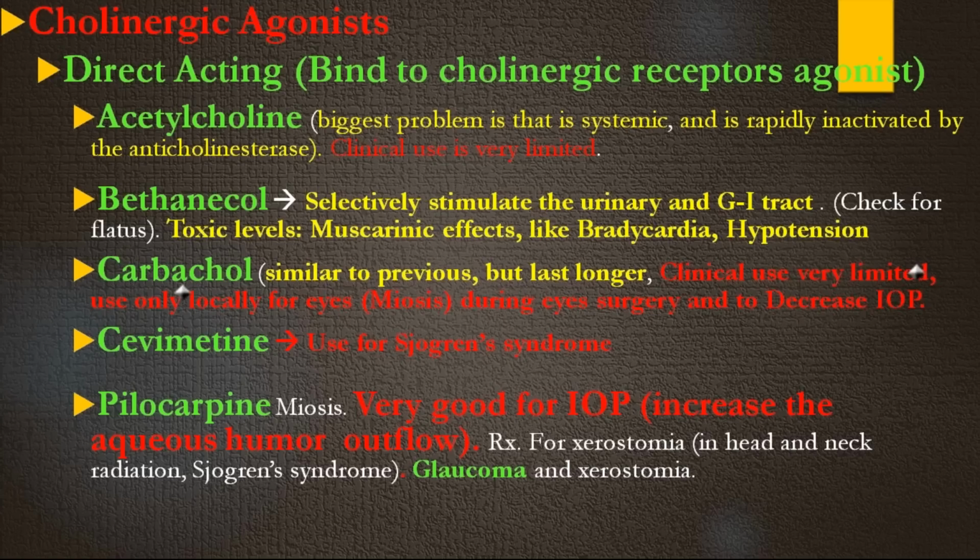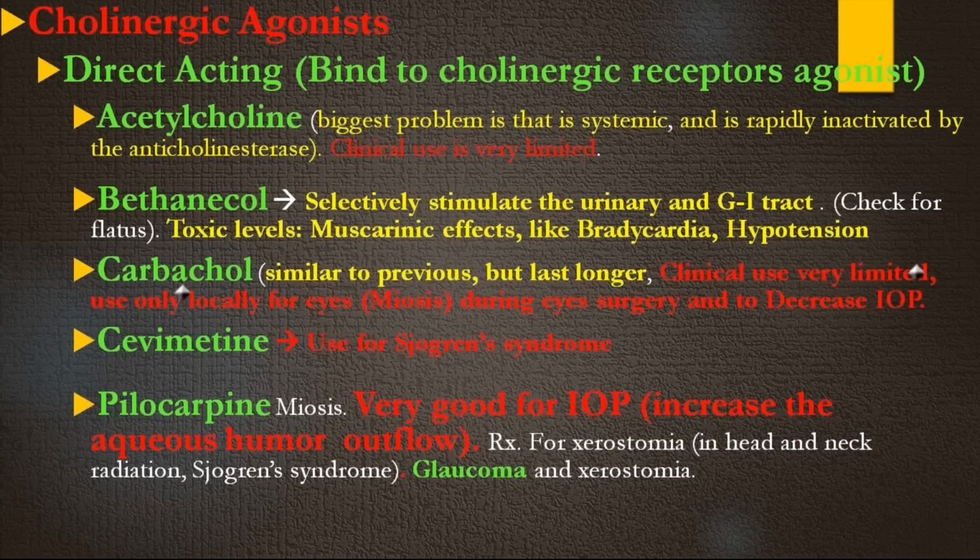Cevimeline is used for Sjögren's syndrome. Sjögren's syndrome is characterized as a collagen disease that produces dry eye. It can produce arthritis and can lead into urethritis. So in this case, we have dry eye, Sjögren's syndrome. That's all I want you to remember. Sjögren's syndrome is dry eye. So for dry eye, we are going to use cholinergic agonists that make the dry get wet, right? So tears.